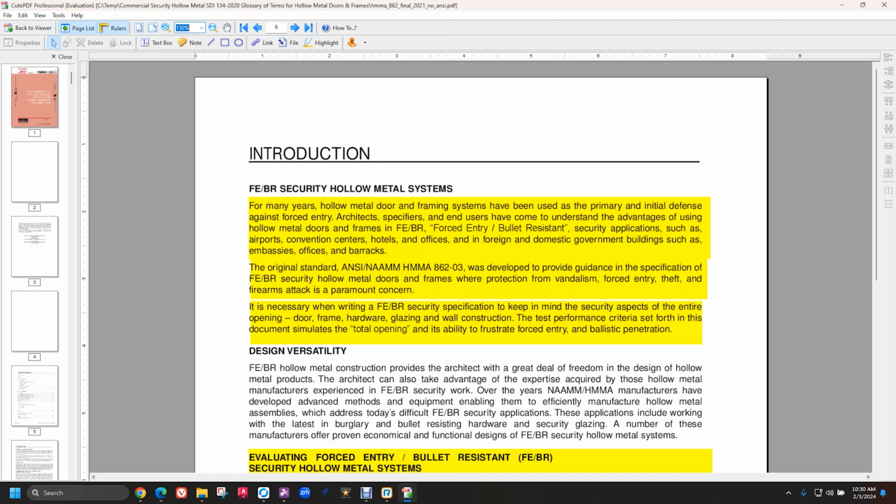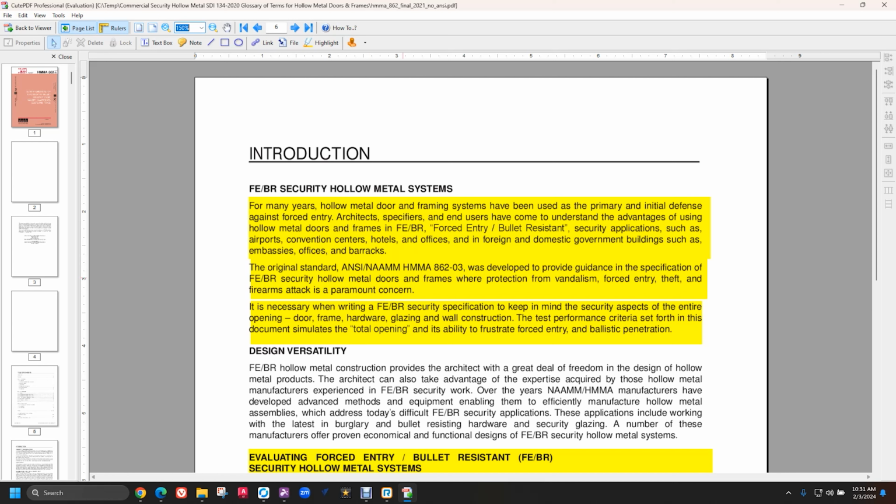For many years, hollow metal doors and framing systems have been used as the primary and initial defense against forced entry. Architects, specifiers, and end users have come to understand the advantages of using hollow metal doors and frames in FE and BR, forced entry and bullet resistant, security applications such as airports, convention centers, hotels, offices, foreign and domestic government buildings, such as embassies, offices, and barracks.